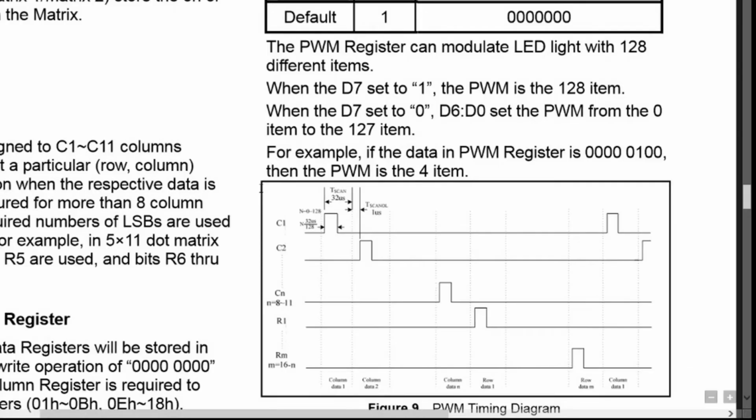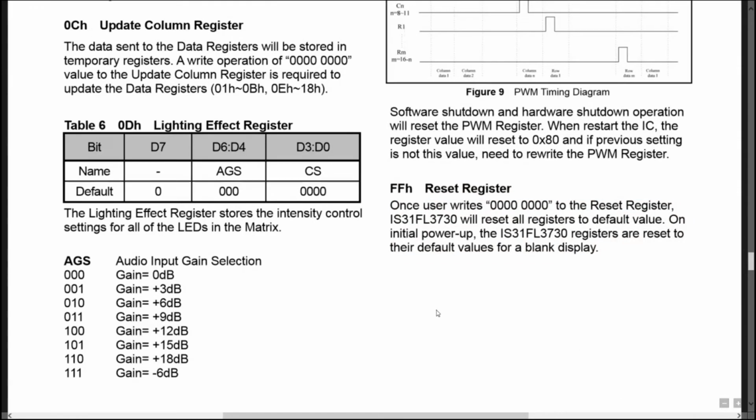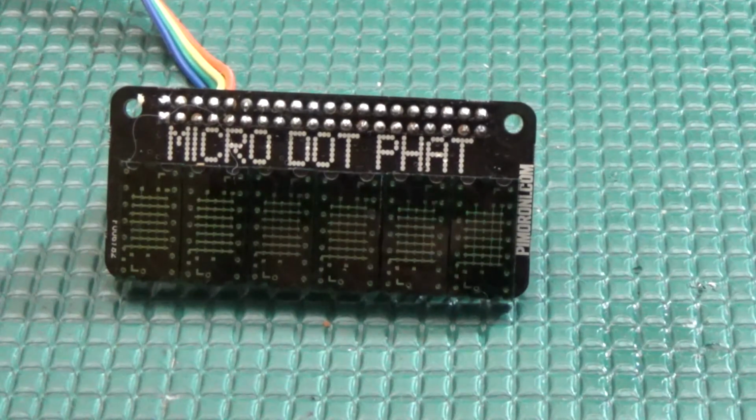And the last register to look at is FF, or the reset register, which, as implied, resets all the registers when a zero is written to it. This reset includes the display data and all brightness and display settings.